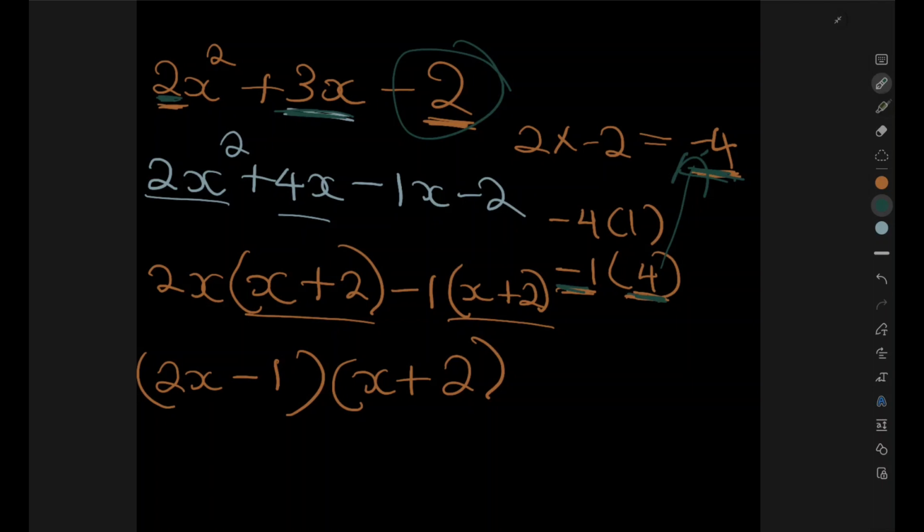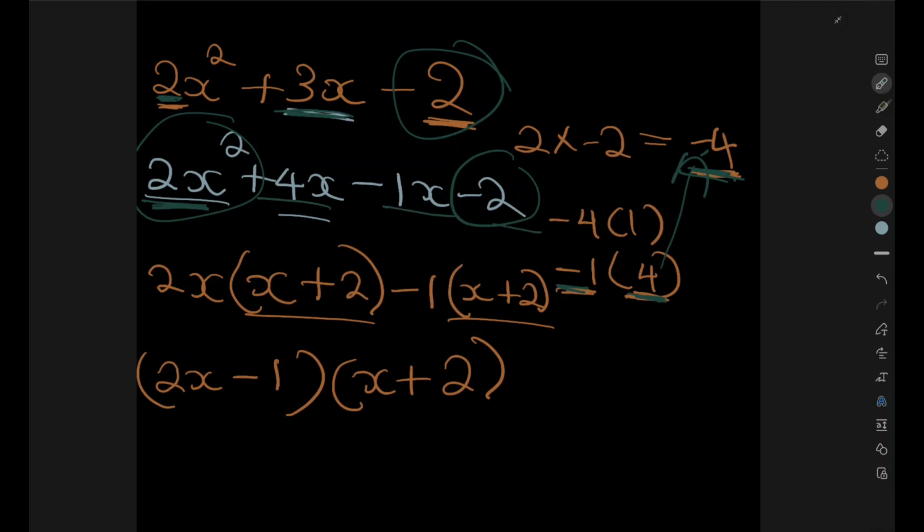So now we take these two values and rewrite them into the equation. Instead of writing 3x, we're going to replace it with those two values. So we rewrite that as 2x squared plus 4x, the replacement, minus 1x, the replacement, minus 2. You see, the first and the last term remain the same. The only thing that changed is the way I rewrote the middle term, the 3x, right? So now we have 4 terms: 1, 2, 3, 4.